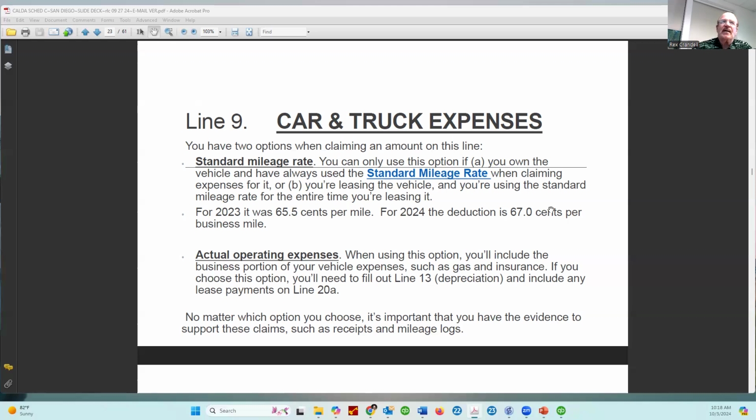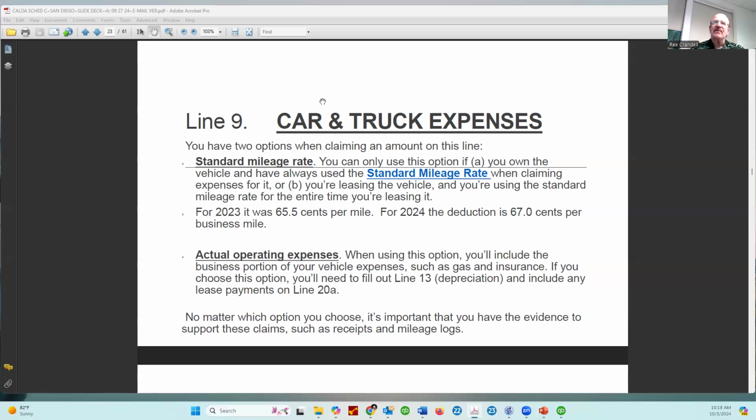For the amount of deduction, cents per mile for last year, 2023, you could write off 65.5 cents a mile. And for 2024, you can write off 67 cents per business mile. And with that method, you'd have to be able to prove you had some business miles and prove that you actually used the vehicle for the benefit of the business.